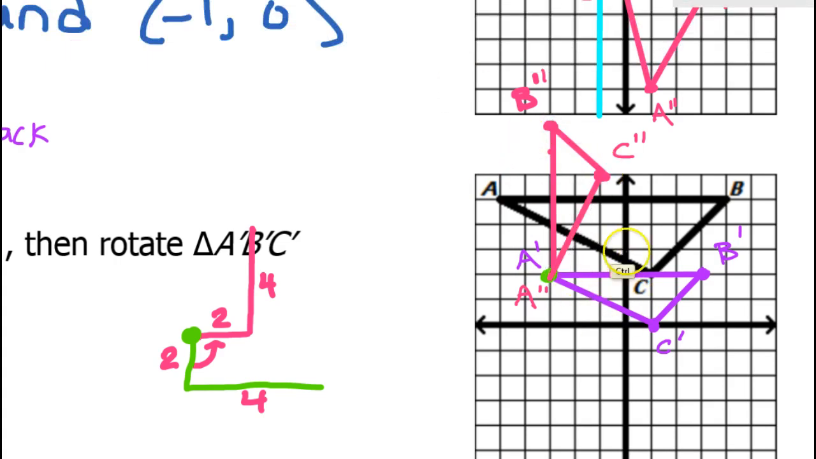Okay, so hopefully now you can see that the purple triangle has now rotated from being horizontal to vertical, and that is 90 degrees. All right, so there's your final picture.